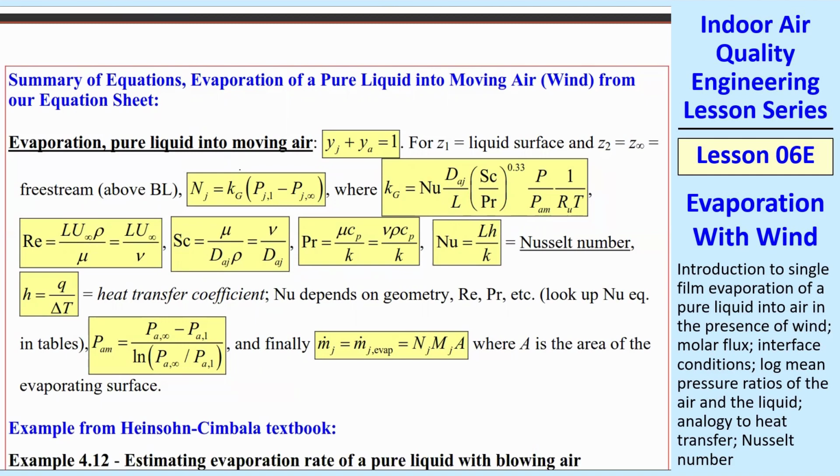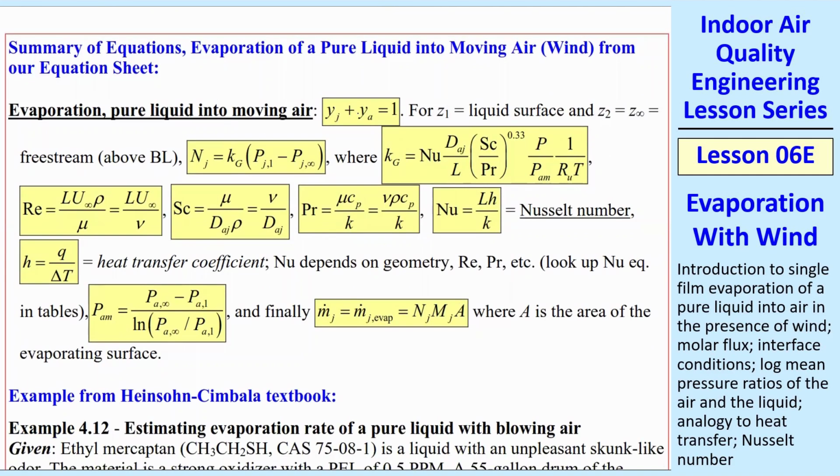Evaporation, pure liquid into moving air. Yj plus Ya has to be 1 since there are only 2 species. Air is A and J is the species. Z1 is the liquid surface, Z2 is Z infinity, the free stream above the boundary layer, far away. NJ is what I just gave you. Here's the more ugly looking Kg than we had previously. So we're going to have to define all these things.